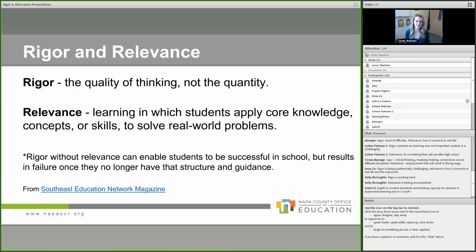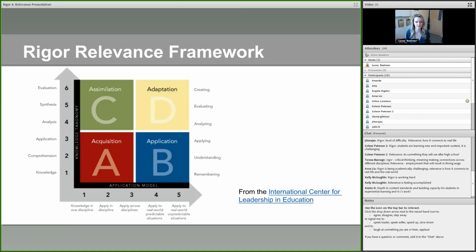And I really like this line: rigor without relevance can enable students to be successful in school, but results in failure once they no longer have that structure and guidance. I'm sure we can all relate to this, either from our own students or from stories we've heard about kids who do well in school, but they get out into the real world and they fail. That often is because they have rigor without relevance. So the ideal is that learning is rigorous and relevant. And that's where CTE comes in.